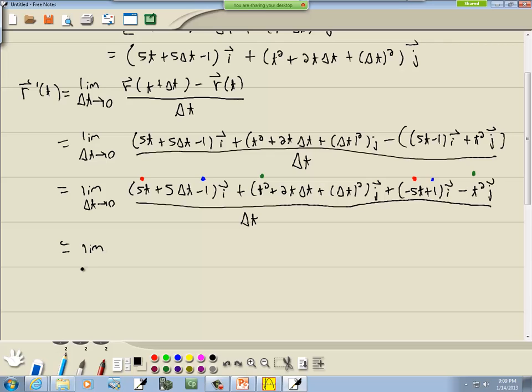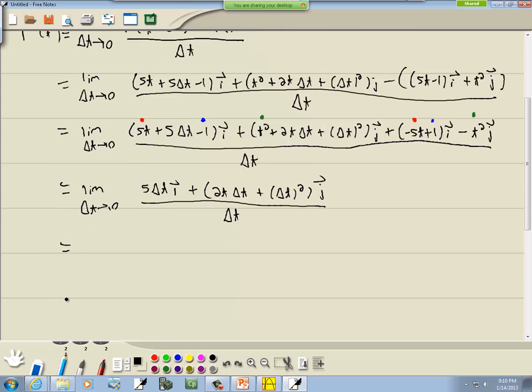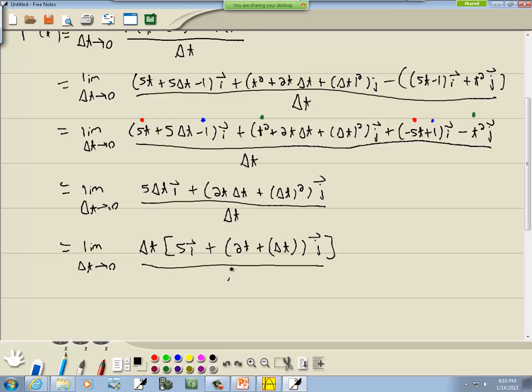So we're left with the limit as delta t goes to 0, and we've got 5 delta t i, then plus 2t delta t plus delta t squared j. Those others are all gone, over delta t. And I sure hope I don't make an algebra mistake here. These aren't necessarily that easy, doing it by the definition. So limit as delta t goes to 0, and I'm going to factor out a delta t. And that gives us 5i plus 2t plus delta t j, over delta t.